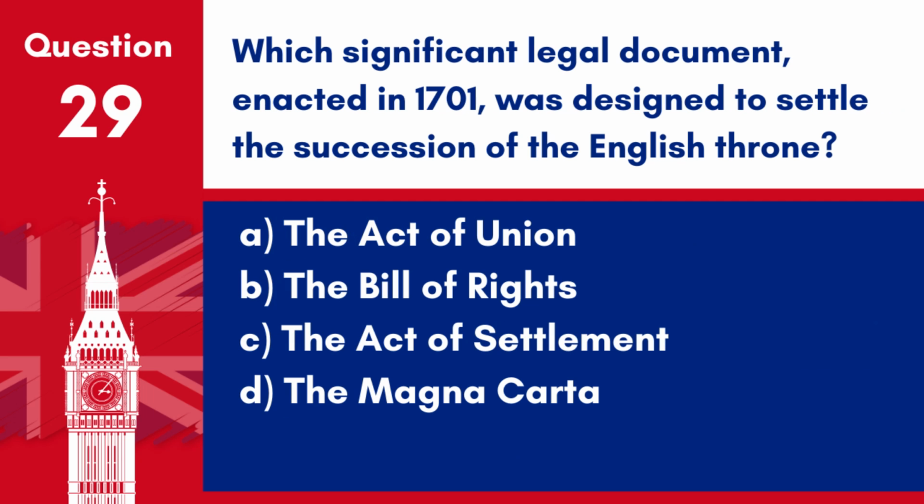Question 29. Which significant legal document, enacted in 1701, was designed to settle the succession of the English throne? A. The Act of Union. B. The Bill of Rights. C. The Act of Settlement. D. The Magna Carta. Answer. C. The Act of Settlement. The Act of Settlement 1701 was intended to ensure a Protestant succession by settling the throne on the Electress Sophia of Hanover and her Protestant heirs.